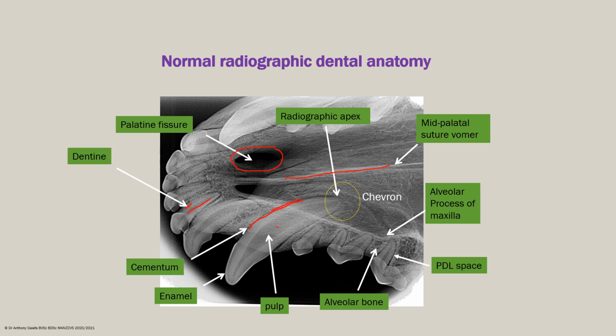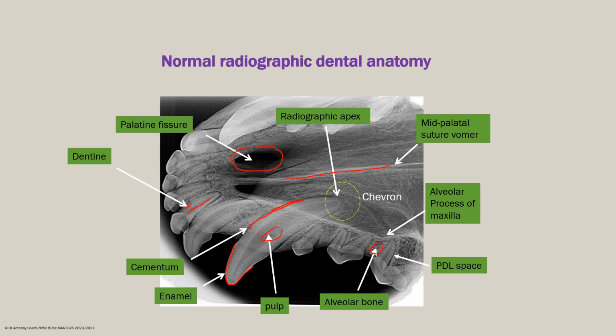We have the pulp here, which is the neurovascular component of the tooth, and it is a living component, and it supplies nutrition and also sensory nerve endings to the tooth. Here we have enamel, which is a very thin structure in dogs. It's very thin, usually about 0.5 millimeter in thickness, whereas in people it can be up to 2 millimeters in thickness around certain teeth. Here we have the alveolar bone, which is the supporting bone for the tooth.